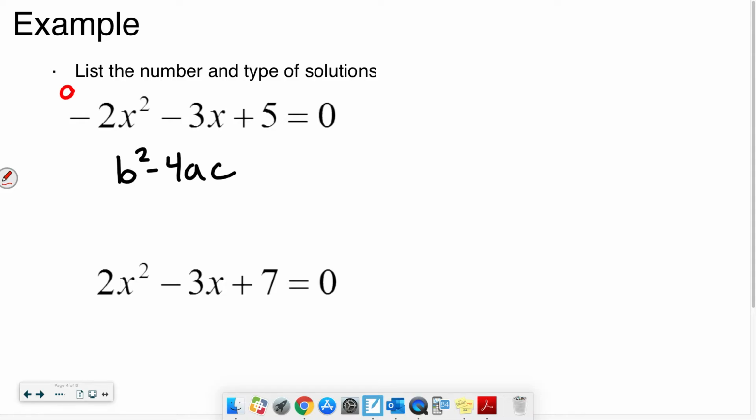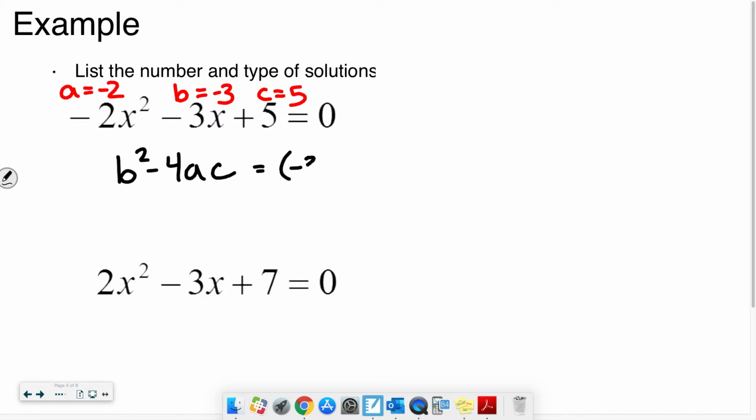A is always the coefficient of your x squared, so a is negative 2. B is always the coefficient of your x term, so in this case it will be negative 3. And c is always your constant, the term without an x, so c equals 5.